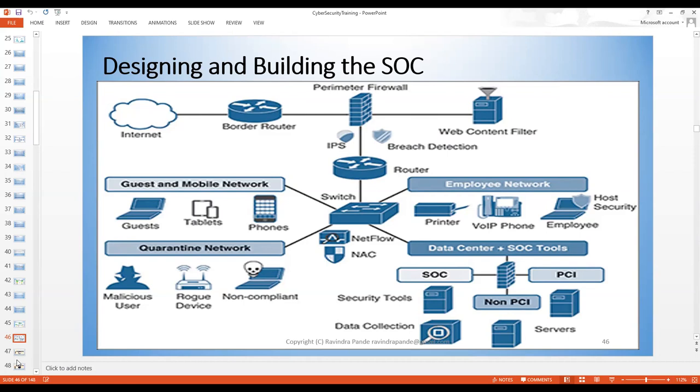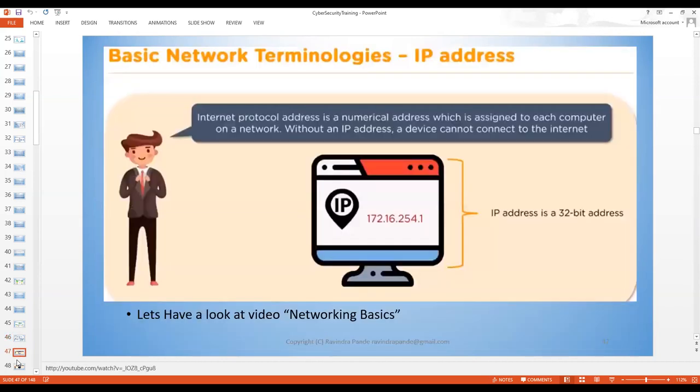So we're going to understand all these things. And on top of that, we're going to understand what is a malicious user, what is a white hat hacker, gray hat hacker, and all those things. Then we'll also understand what is a rogue device, what is a non-compliant device, and so on. So, okay, this is just an overview of what we're going to start learning. Let me take you to the next slide.